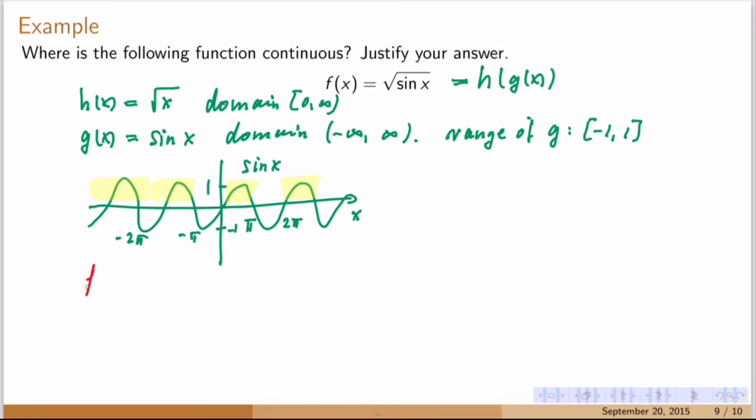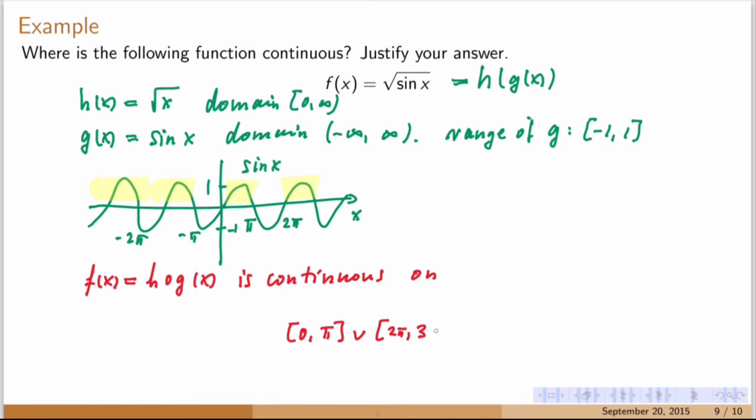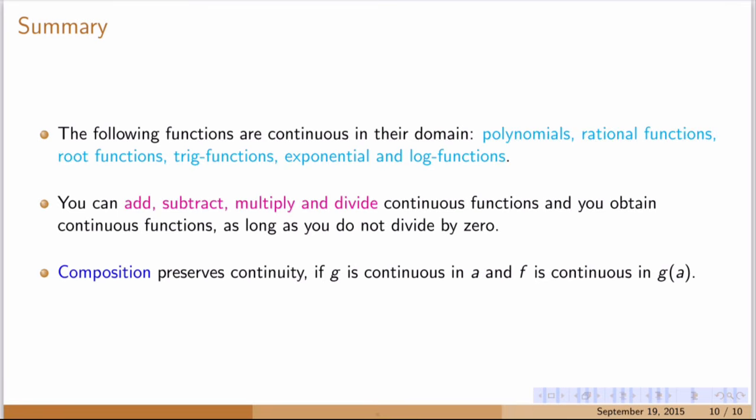So in this case, f of x, which is h after g of x, is continuous on the following set of intervals. So the first interval is 0 to pi, union, and then comes 2 pi to 3 pi, union, etc. And to the left we have the union from, that guy is -2 pi. Here is -2 pi. So then this is -2 pi to -pi, union, etc.